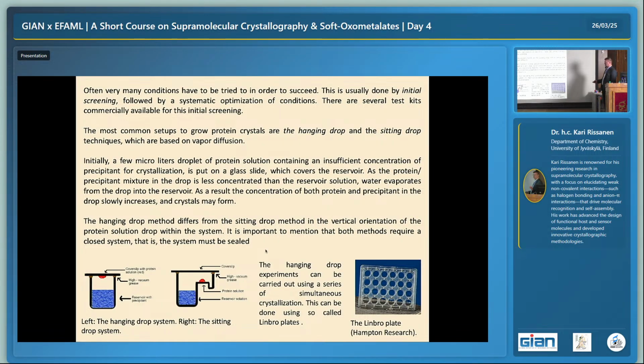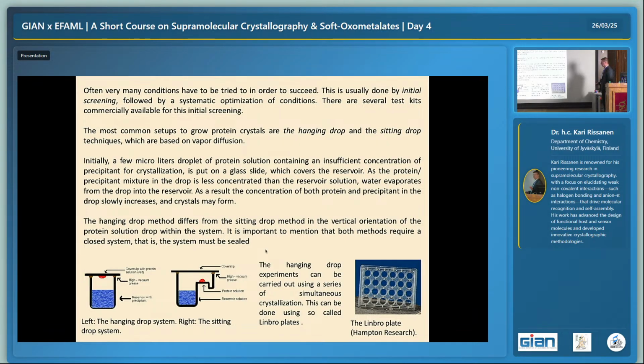Or you can have a standing droplet. So in principle, this is the same thing, but it's always inside. This was the classical way of doing this, but nowadays it's done on a plate, typically a 96 well plate, that each of them, in principle, in the best case, will grow one crystal only.